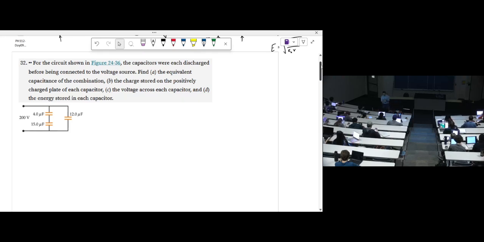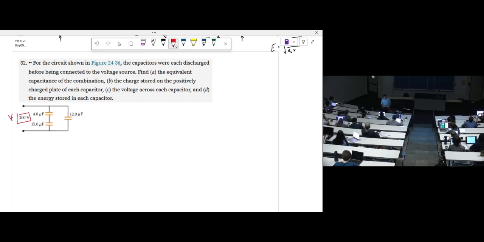Okay, if I can get y'all's attention again, we'll try to knock this out in the remaining 15 minutes. For the circuit shown, the capacitors were each discharged before being connected to the voltage source. In this case, that voltage source is this 200 volts here. Find the equivalent capacitance of the combination, the charge stored on each capacitor, the voltage across each capacitor, and the energy stored on each capacitor. So this is actually a really great one to show you all the different things that you can ask from just one simple setup here. Hint, hint, clue, clue.